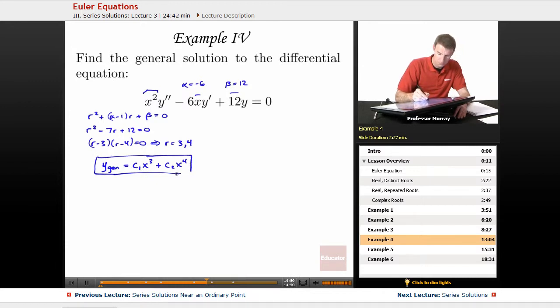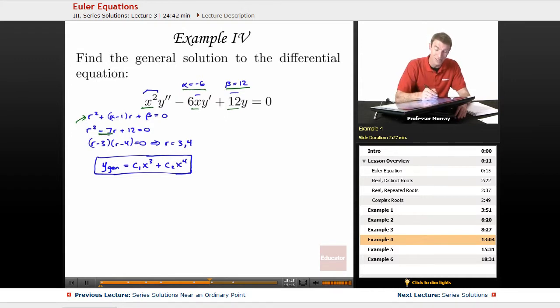So let me remind you of how that one worked out. We first checked the powers, x squared, x to the 1, x to the 0. Looks like an Euler equation. So that means I can write down the coefficients. Alpha equals -6, beta equals 12. Drop them right into my characteristic equation, which has that shift of the alpha down by 1.